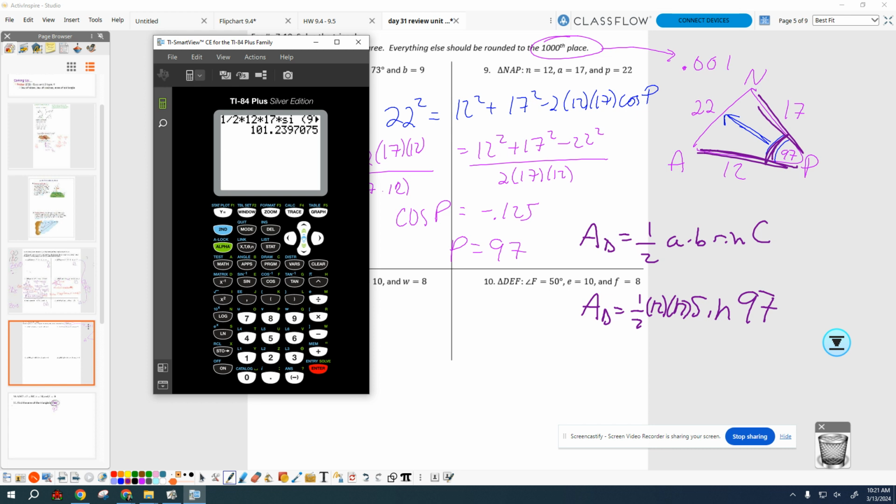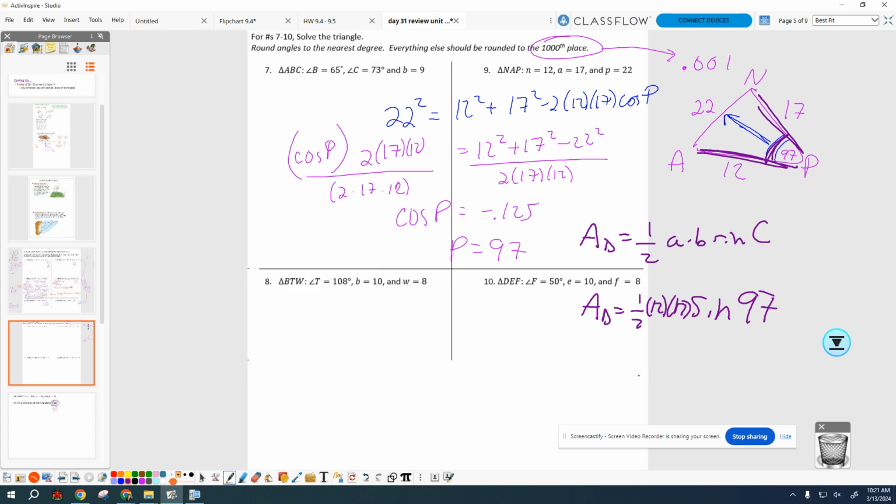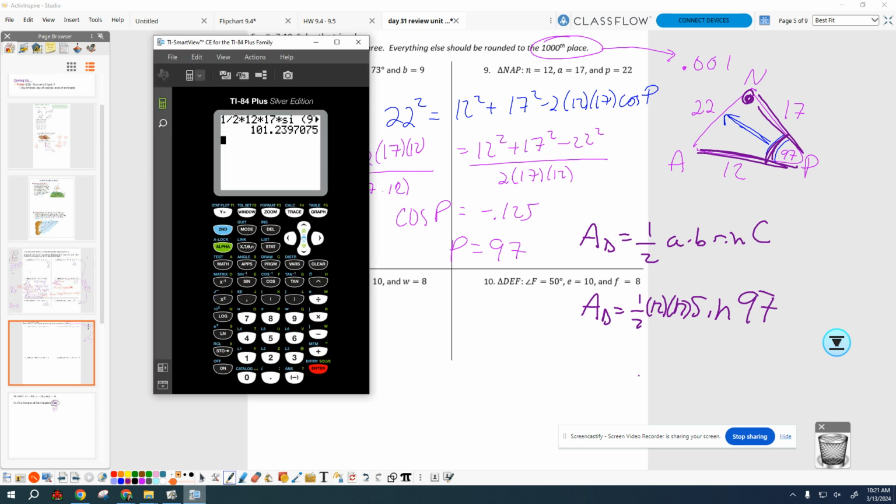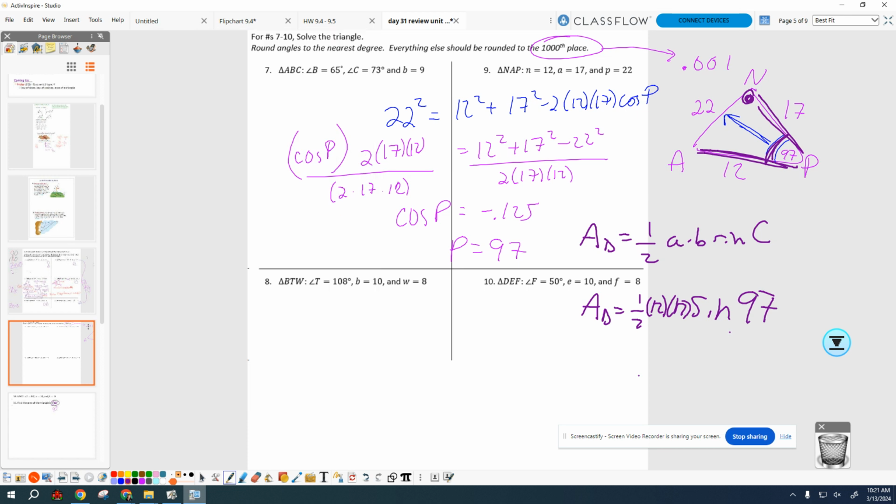So I used my things, right? I did 1/2 times 17 times 22, and then the sine of 33. That's what that is, yeah. And I got 101.847. What did I get? 101.2 something. They should all work. Did that count, though? Because you got a different decimal. That's fine. I rounded a little bit to 97 degrees.